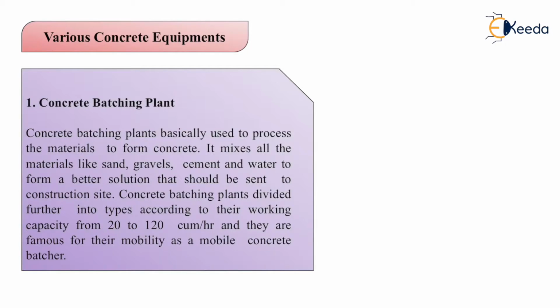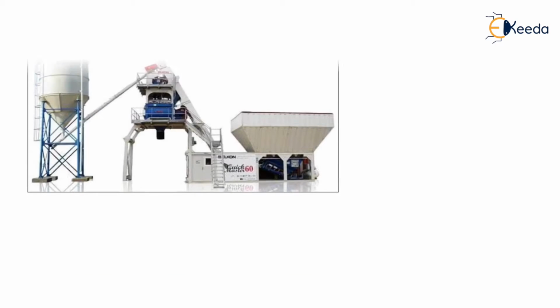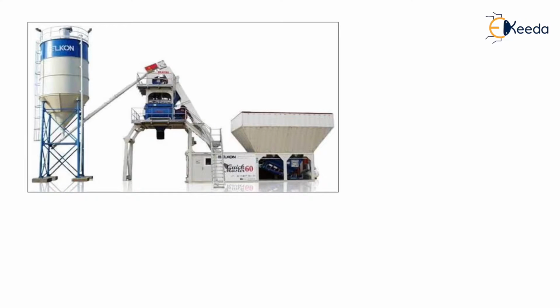And they are famous for their mobility as mobile concrete batching plants. So over here, as you can see, it's an example of your batching plant, or you can say the RMC plant, which is the main section where all the types of batching is done, and from here it can be poured into your transit mixers.